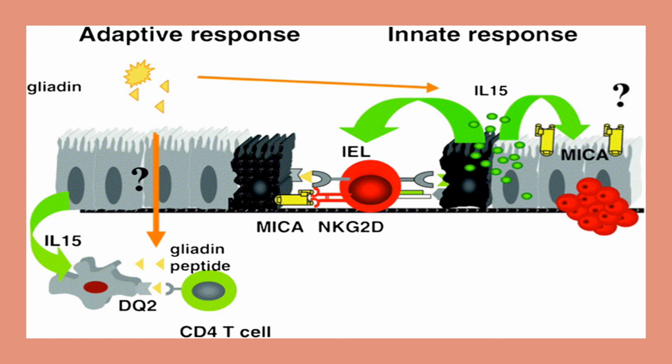So this results in a release of IL-15 and an upregulation of this MICA that you see at the bottom of the screen. This release happens on the enterocyte surface. So the infiltrating intraepithelial lymphocytes also differentiate in the presence of IL-15 into lymphocyte activated killer cells that are cytolytic to the enterocytes through the interaction between this MICA and the NKG2D that you see right above the gliadin peptide at the bottom of the screen.